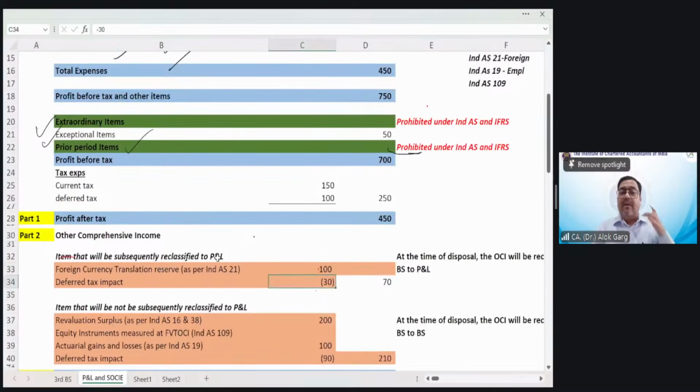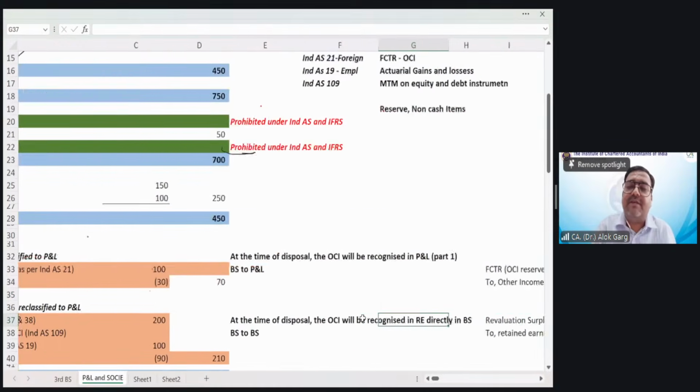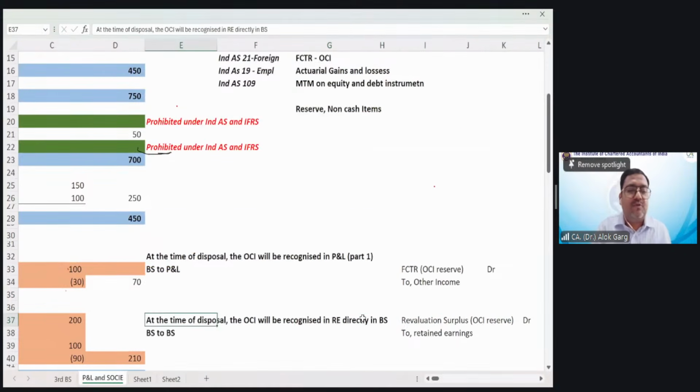Now, items that will not be subsequently reclassified to P&L, the opposite of this. Items that will not be subsequently reclassified to P&L. What does it mean? It means at the time of disposal, the OCI will be recognized in retained earning directly in the balance sheet.